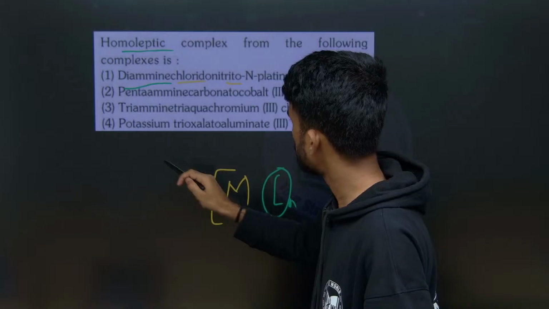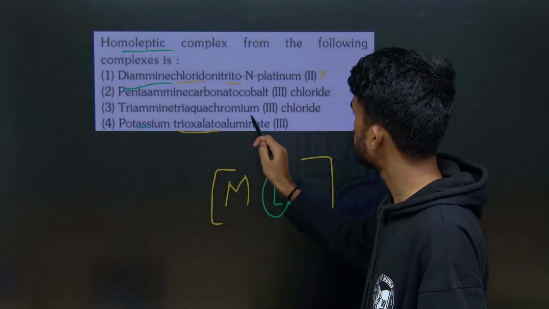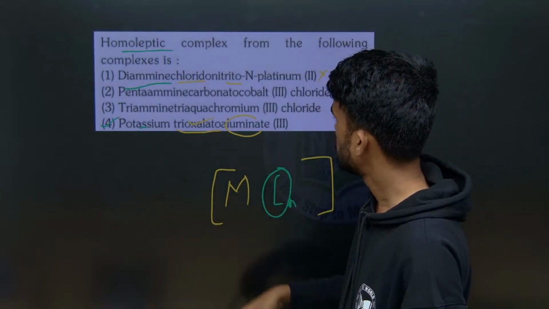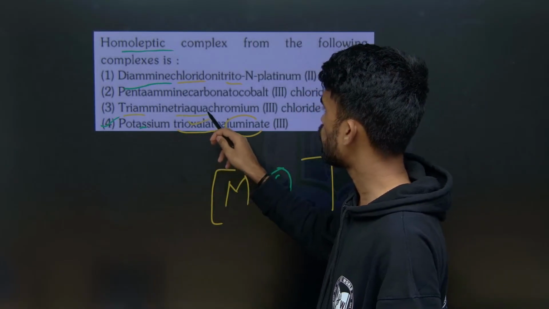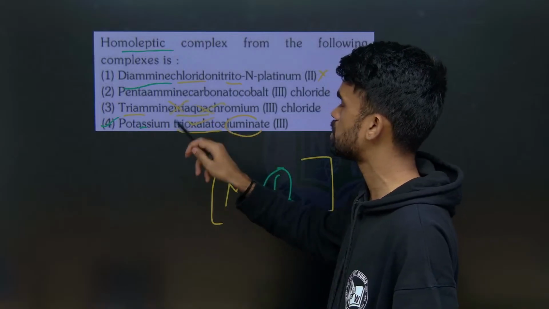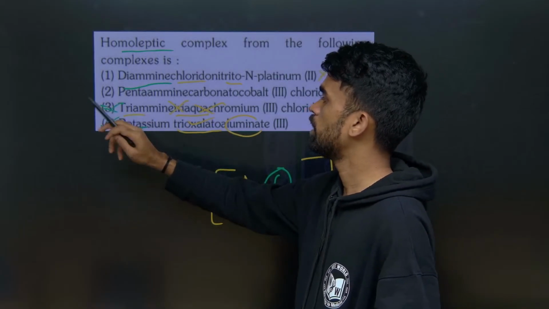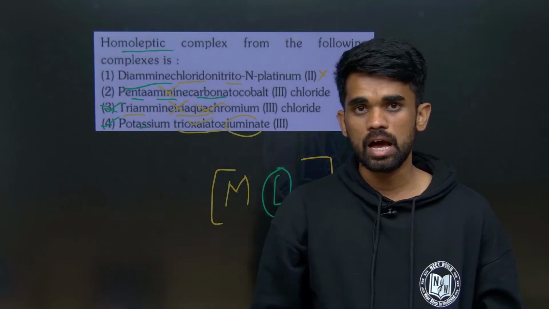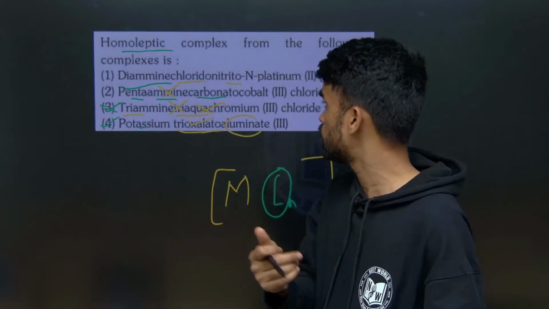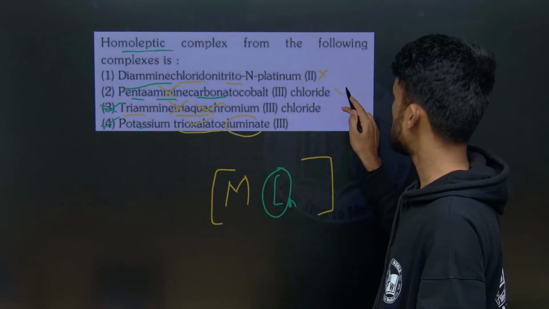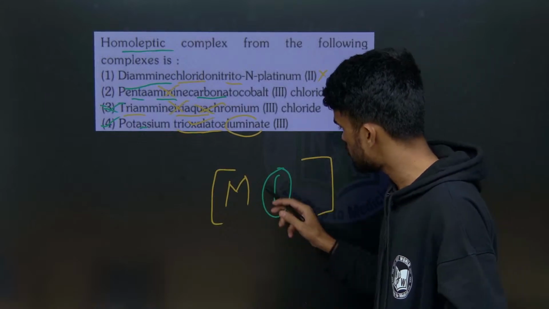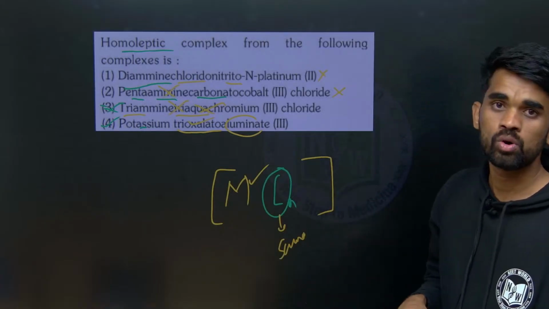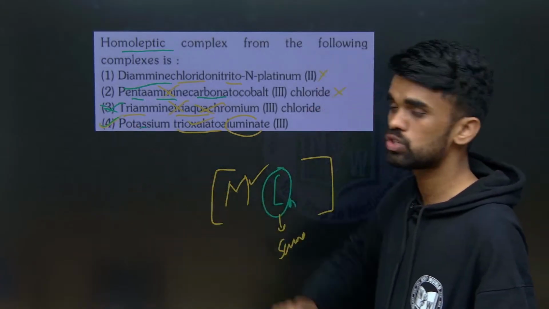Potassium trioxalato aluminate, all are oxalate ligands, so this is homoleptic. Here triammine, triaqua. Ammine ligands are there, aqua ligands are there, so I can say this is heteroleptic. Okay. Pentaammine carbonate. Five ammines are there, one carbonate is there, so this is also heteroleptic. All the ligands attached to the central metal atom should be the same, then only we can say homoleptic. So option 4 is the most suitable answer for this question.